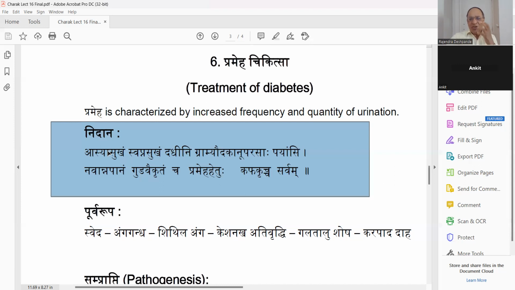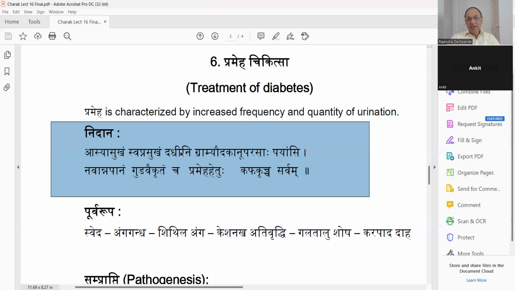Asya sukha: I am craving for sweets. I want jalebi, I want gulab jamun, I want kaju katli, I want pedha, I want each and every sweet, shrikhand, gulab jamun, basundi, etc. So that is asya sukha. That means it is indicating that you are going towards diabetes.